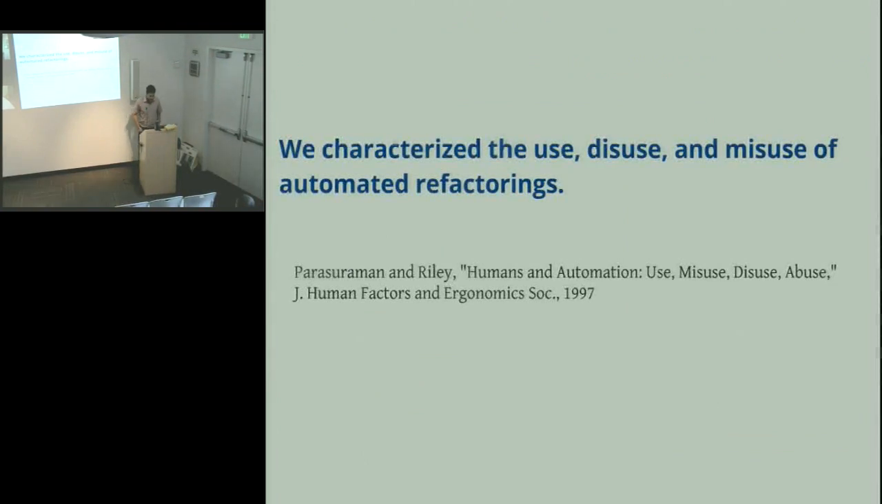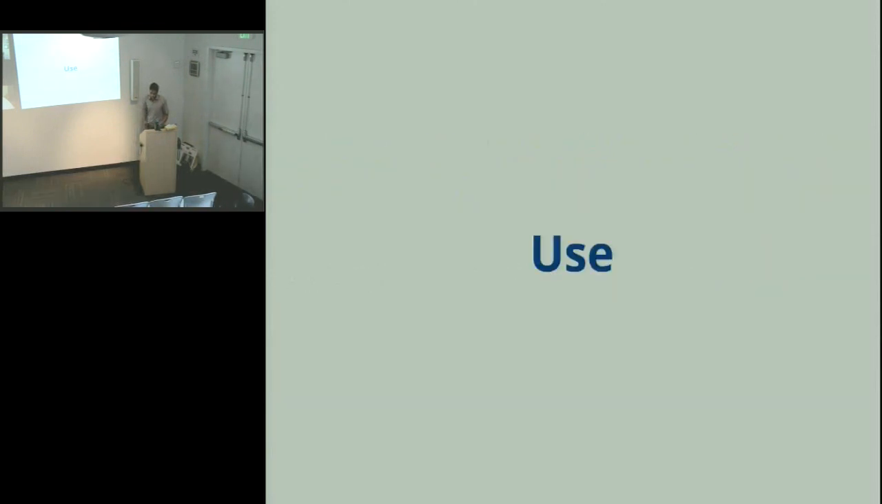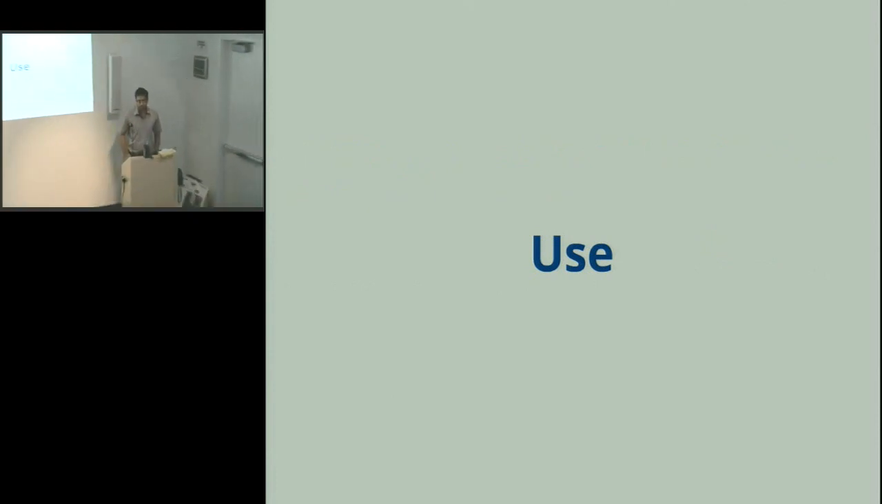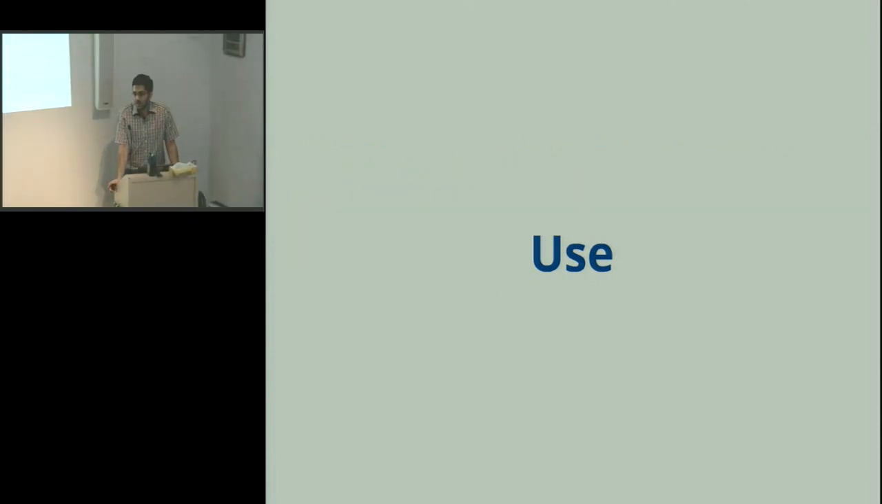We framed our results in a well-known framework in the human automation interaction community as disuse and misuse. So I'm going to present the results in 3 sections. The first one being use, which refers to a programmer using a refactoring tool to perform a transformation that could have been done manually.